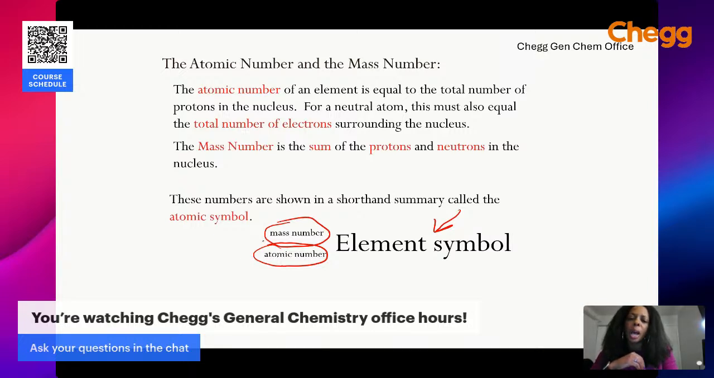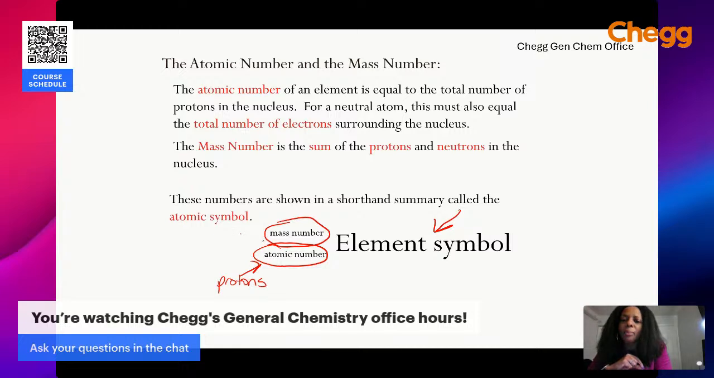And so when we look at an atomic symbol, our atomic number, that's going to be a whole number. And that whole number tells us how many protons the element has. And again, those protons are really important because they don't change in an atom. Okay, those are going to be consistent. And that's how we identify which element we're talking about.